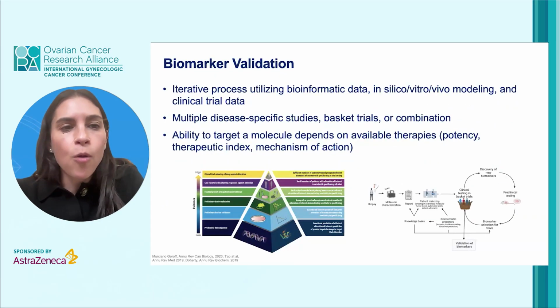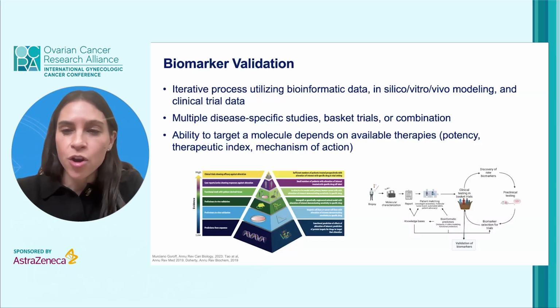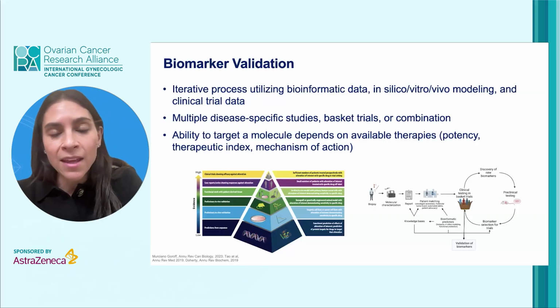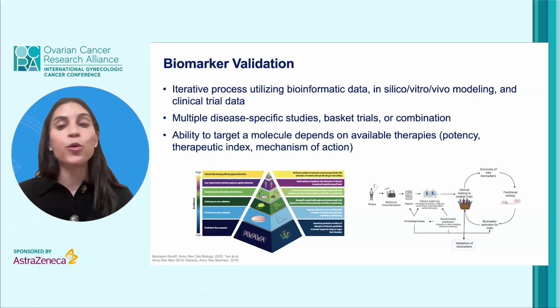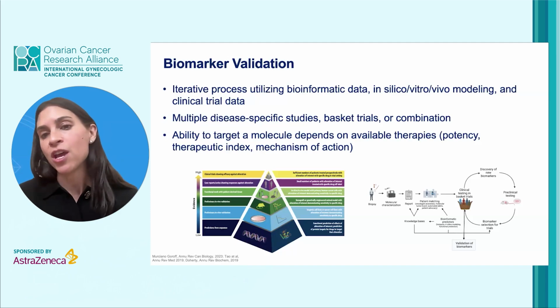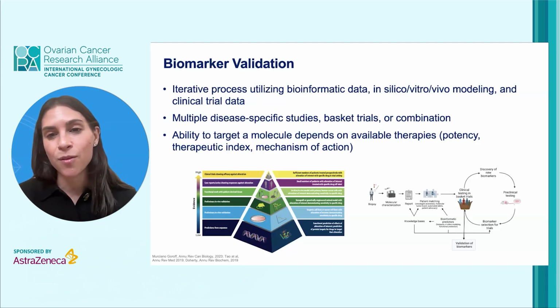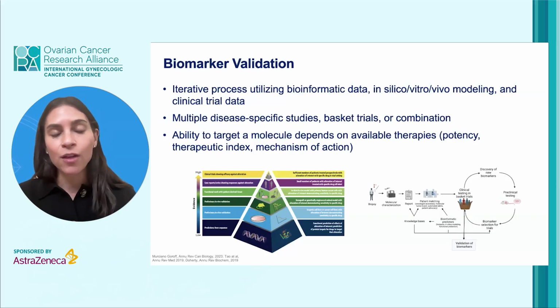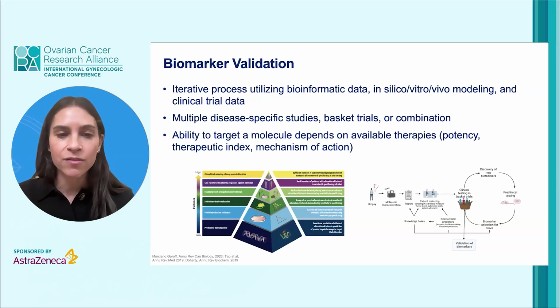So this is a bit technical, but talking about biomarker validation, how do we determine that a specific molecular alteration is worth targeting? And it's really an iterative process that often uses bioinformatic data, meaning computer data from large databases of patients with genetic data included, in silico, meaning in computer simulation, in vitro, meaning in the lab in a dish, in vivo, meaning testing in animal models, and then clinical trial data. So we take this totality of data together and we learn from it.